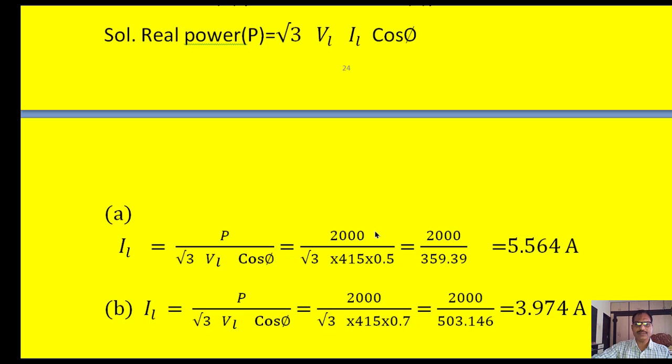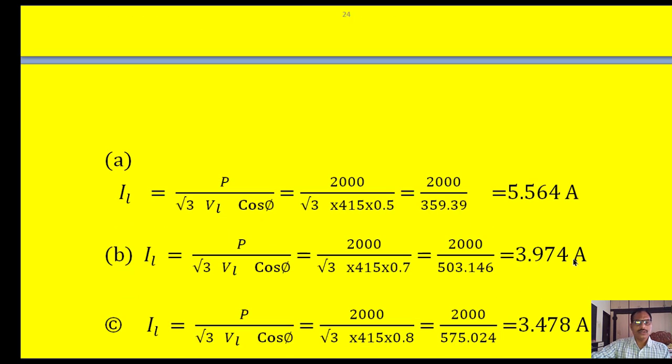So here the load is fixed, that is 2000 watts load. So 2000 divided by root 3, line to line voltage is given as 415 volts and power factor is also given, so multiply 415 with the 0.5, and once we simplify it we get 2000 divided by 359.39, and after further simplification we get 5.564 amperes. So this is the line current when the power factor of the load is 0.5.